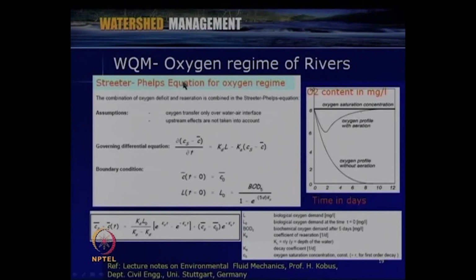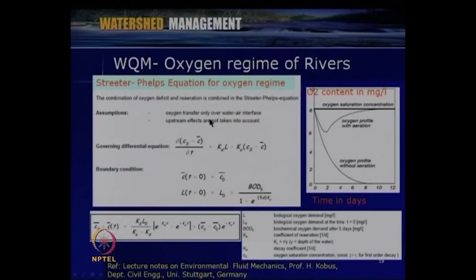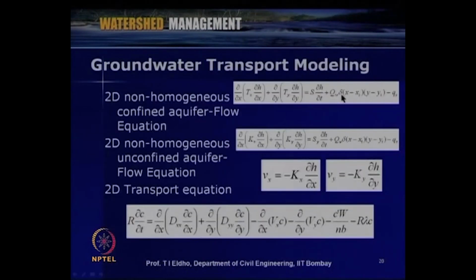As far as the Streeter-Phelps equation is concerned, we can even have an analytical solution as given here. So, when we are looking at the modeling of the oxygen regime within a river, we can use these Streeter-Phelps equations, and then correspondingly we can identify how the oxygen content changes within a particular section, say the longitudinal section of the river.